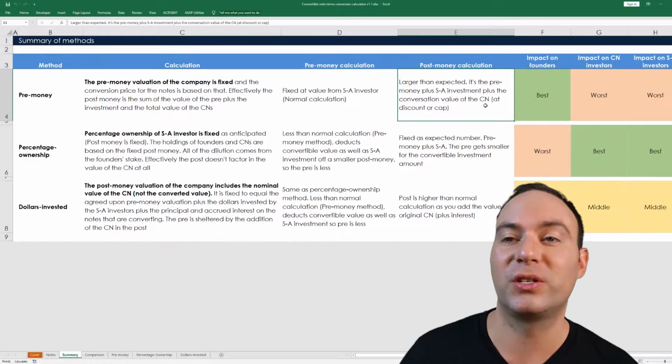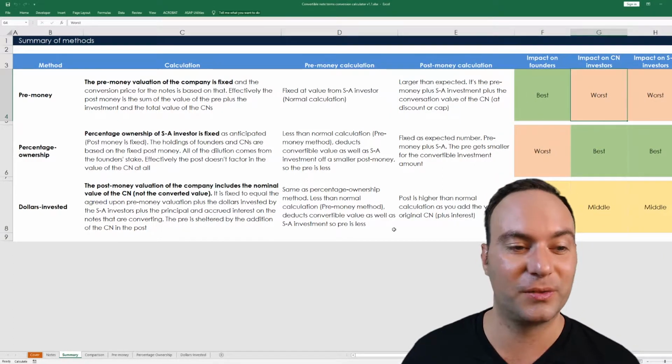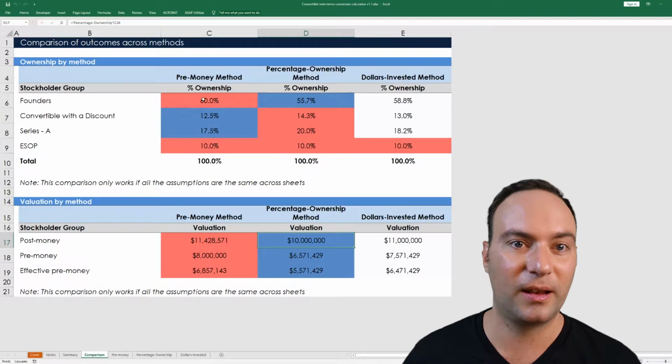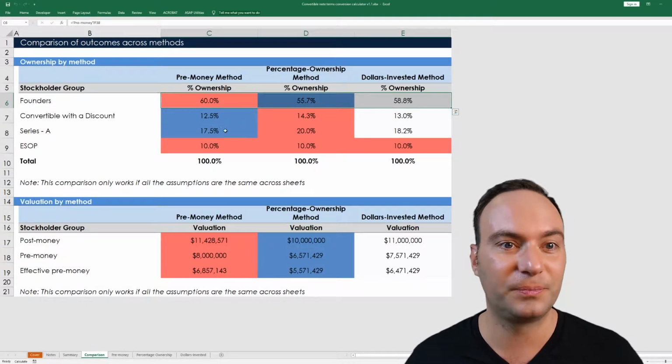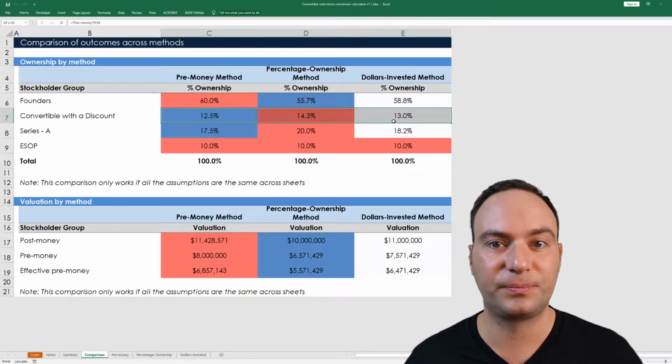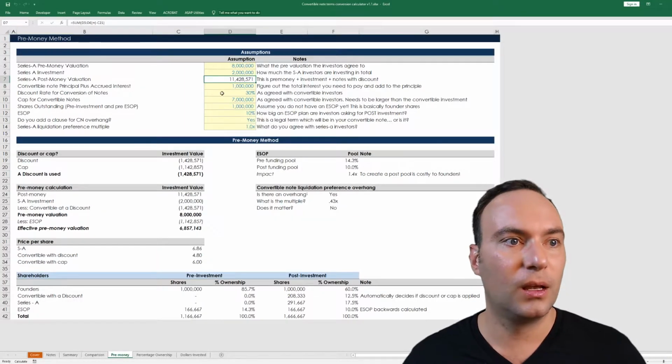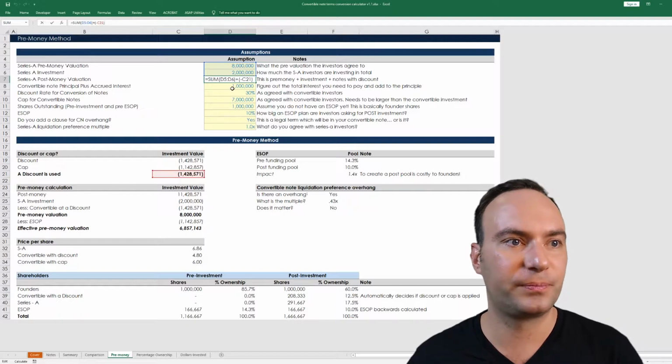Well, the post-money valuation being higher is best for founders, but it's worse for investors. We can see that ownership-wise, that's the best one for founders, but it's the worst one for convertible note holders. So what's really happening depends on what you're adding up here. So we can see here that we are including that number.